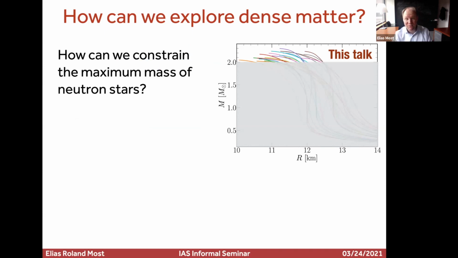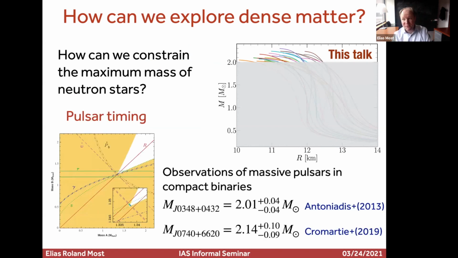And so today we really just focus on this upper end and try to answer where the curves terminate, or better said, how massive can neutron stars be? Of course, you can do this from a theoretical point of view, but you can also ask, what do we know observationally?